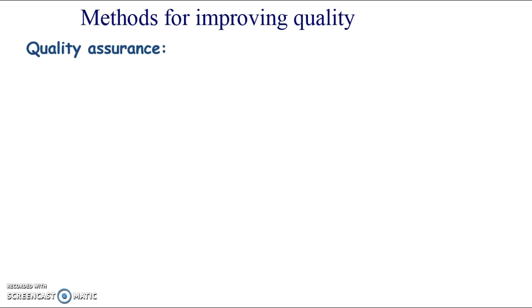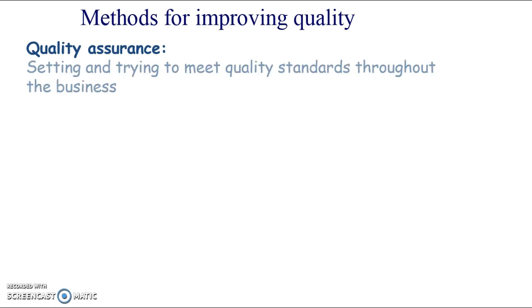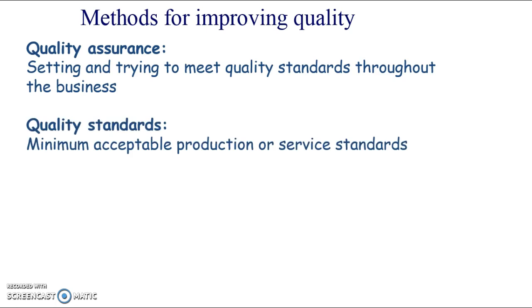Quality assurance can be a method that you can use to improve quality. This is where you set and try to meet quality standards throughout the business. So you might have a few quality standards, and these are the minimum acceptable standards in terms of production or the service that you offer. It can be anything really, but it might be, if you're working in a call centre, the amount of time that someone is put on hold for, or the amount of time they have to wait before their call is answered.